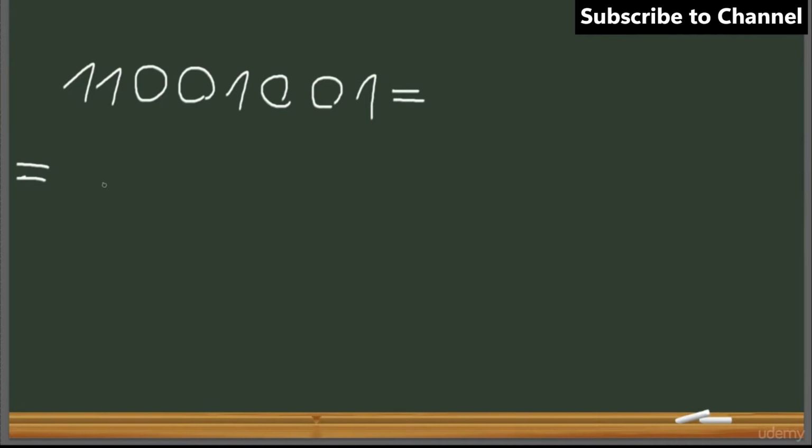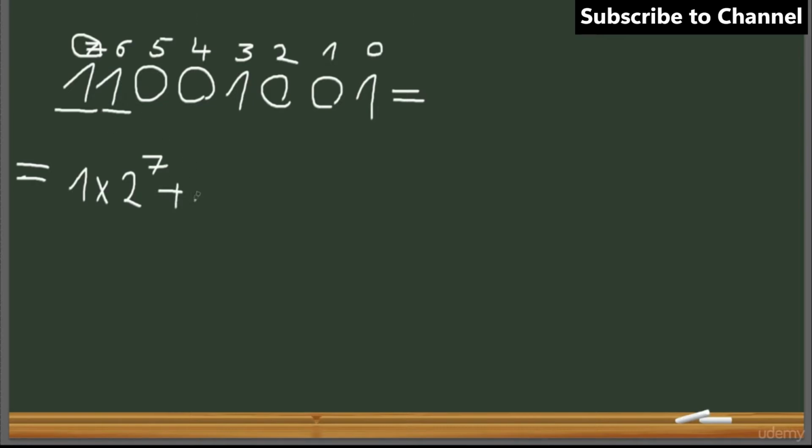The first step to do is to write little exponents above each of these numbers, starting from right to left and starting from 0. So we have a 0 here, 1, 2, 3, 4, 5, 6, 7. If we see a 1 here, we write 1 times 2 to the power of whatever exponent here is. So we write 1 times 2 to the power of 7. Plus, we have another 1, that means 1 times 2 to the power of 6.